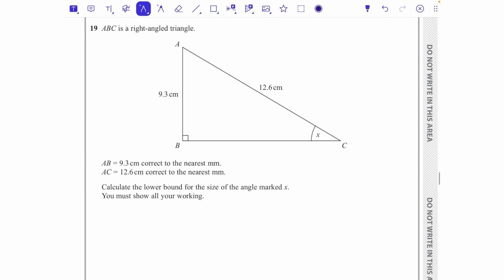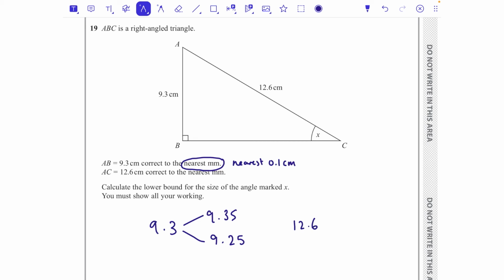Question number 19. ABC is a right-angled triangle. A to B is 9.3, correct to the nearest millimetre. Now the nearest millimetre here is the same as the nearest 0.1 centimetres. So 9.3 has been rounded, and the biggest it could have been is 9.35, and the smallest it could have been is 9.25. Same with AC. It's 12.6 correct to the nearest millimetre, which is the same as saying the nearest 0.1 centimetre. So that's going to be 12.65 and 12.55.